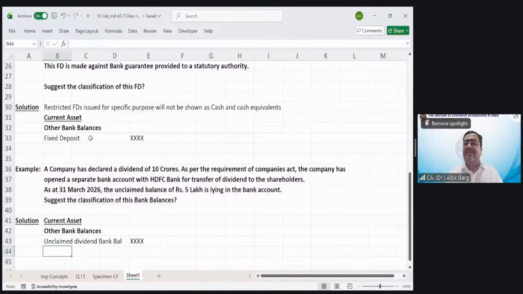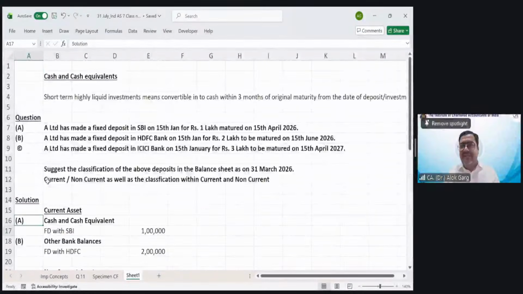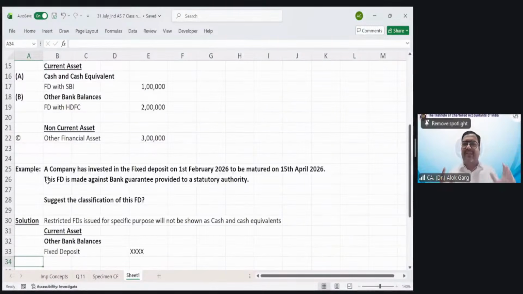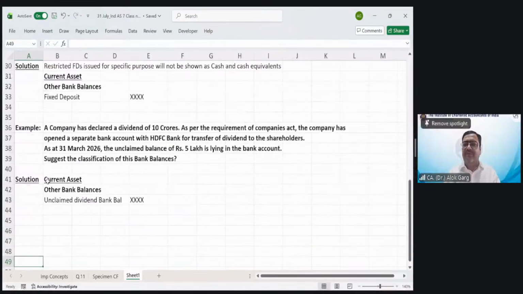So this is for a specific purpose, Manoj. This cannot be used for the general purposes, right? The company cannot withdraw funds for the purpose of paying a salary from this bank account. So this has to be shown as other bank balances, not a cash and cash equivalent, right friends? Okay. Friends, I hope this classification of FD and this bank balance, you have understood the meaning of cash and cash equivalent, right? This bank overdraft treatment, you have understood the meaning of bank and bank balance. I hope this is clear to all of you, right?